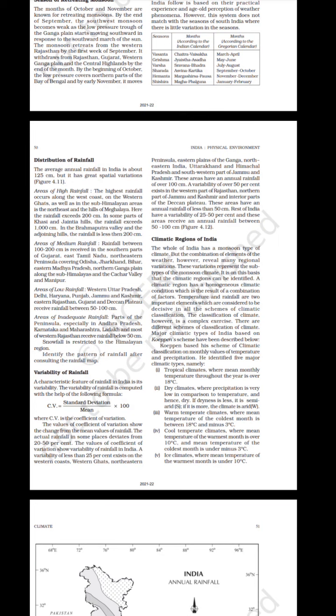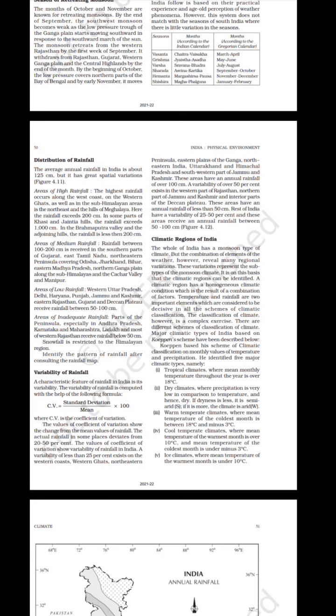Climatic regions of India. The whole of India has a monsoon type of climate, but the combination of elements of the weather, however, reveals many regional variations. These variations represent the subtypes of the monsoon climate. It is on this basis that the climatic regions can be identified.